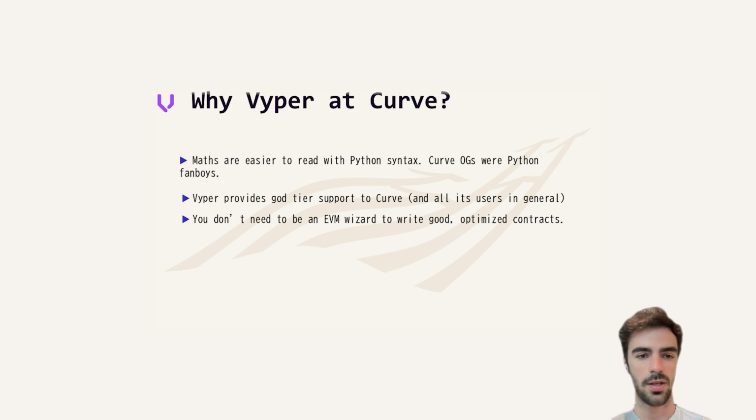Other than that, something interesting to see is why we use Vyper at Curve. The short answer is to really keep it simple. Maths are easier to read with Python syntax. Curve smart contracts are historically very math heavy, so we wanted to have something that was more readable to use. And that's why we decided to stick to Vyper, even though in the early days the language capabilities were quite limited. And in the end, the reason is as simple as Curve OGs were basically Python fanboys, and they wanted to stick to the knowledge they had acquired over the years.